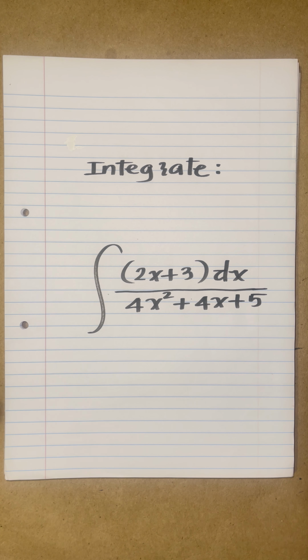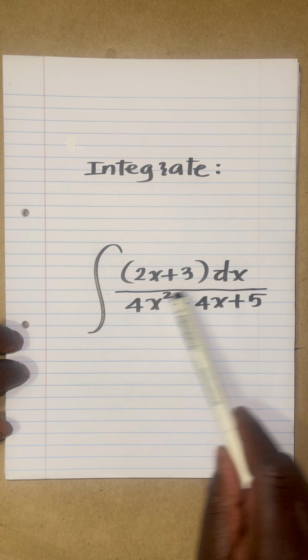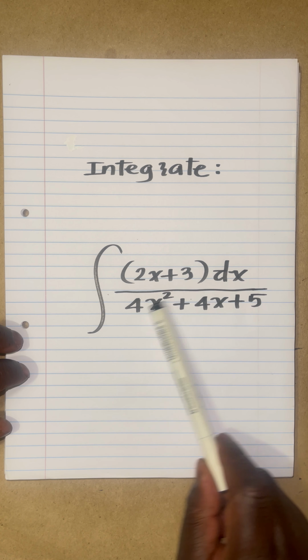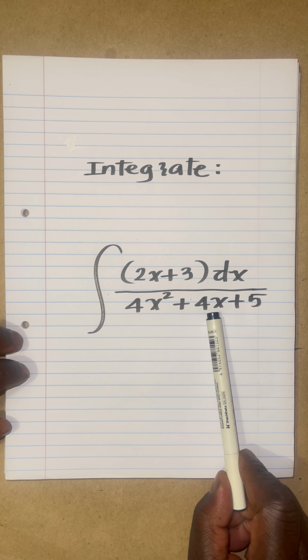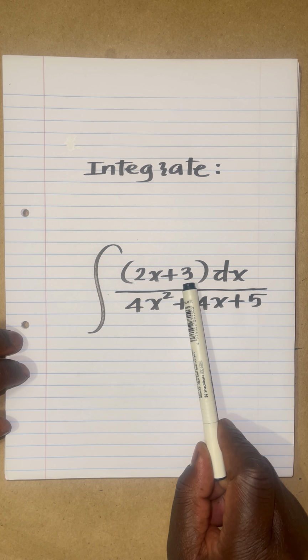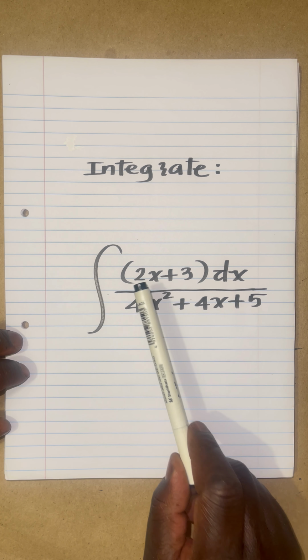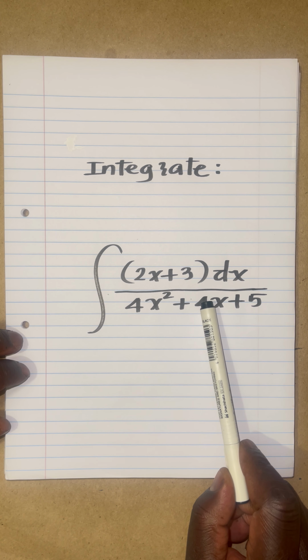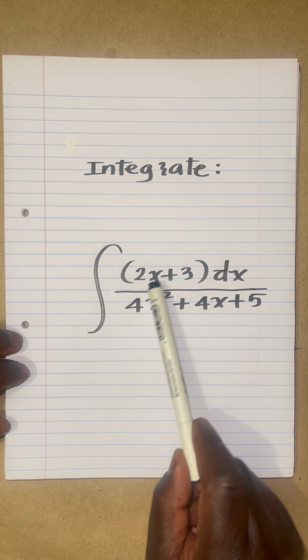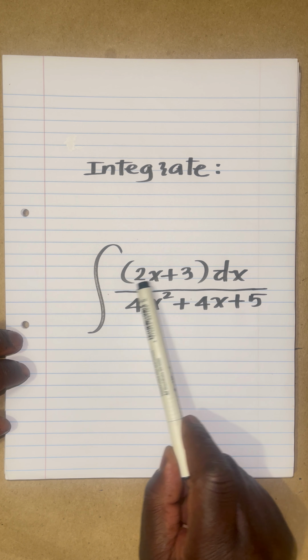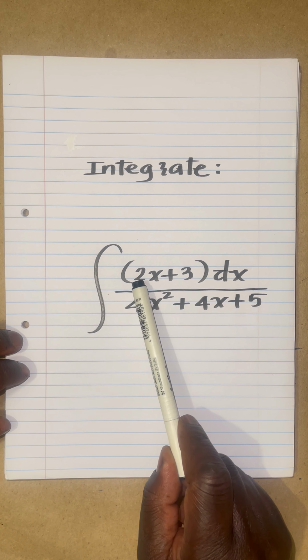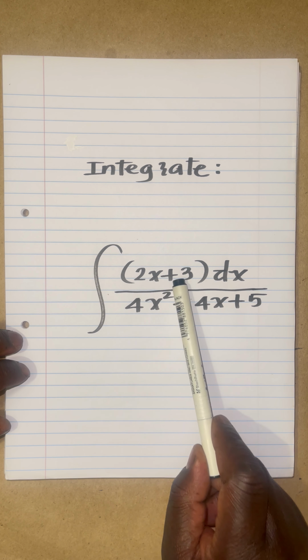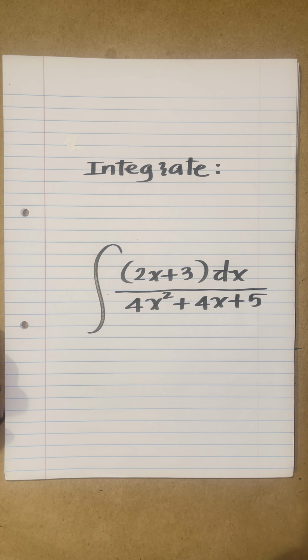The approach is as follows. Let's look at the denominator. If you differentiate the denominator, you're going to get 8x plus 4, but we have 2x plus 3 in the numerator, which means we have to turn this somehow into 8x plus 4. And therefore it requires us to multiply by 4, so we can get 8x here, but here it will be 12. So we'll see how we manipulate from there.